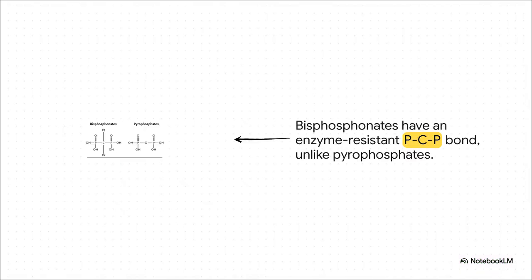Now, chemically, they're basically synthetic cousins of a natural compound called pyrophosphate. But there's one tiny game-changing difference. See, pyrophosphate has a phosphorus-oxygen-phosphorus bond, a POP bond, which enzymes in our body can easily break down. Bisphosphonates, on the other hand, have a phosphorus-carbon-phosphorus, or PCP bond. That carbon atom in the middle makes them incredibly tough and resistant to being broken down. This means they can stick to the bone mineral and just hang around for a really, really long time.